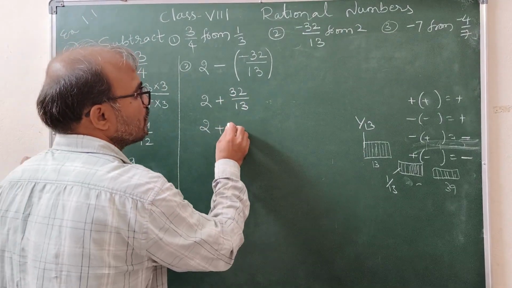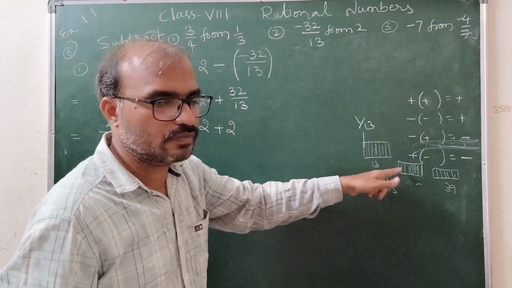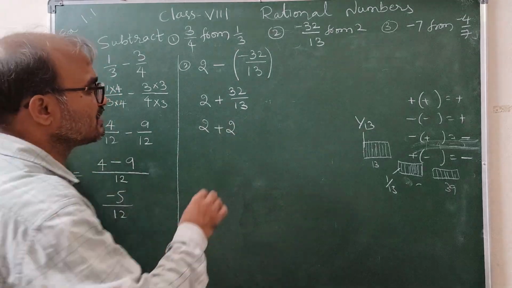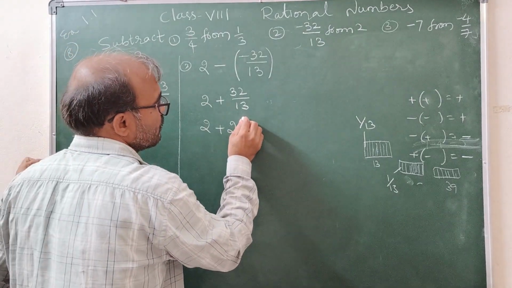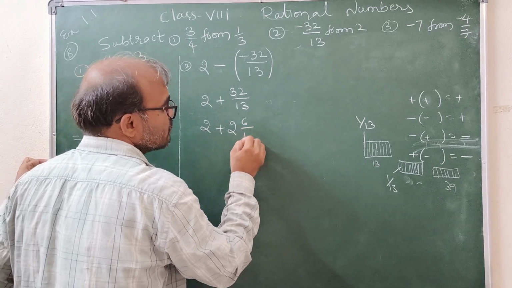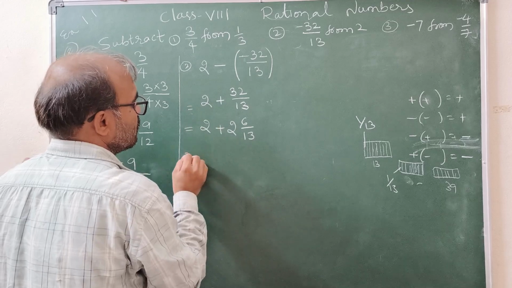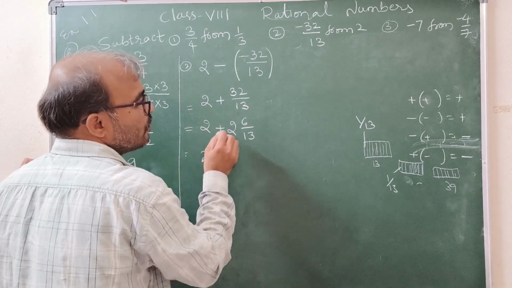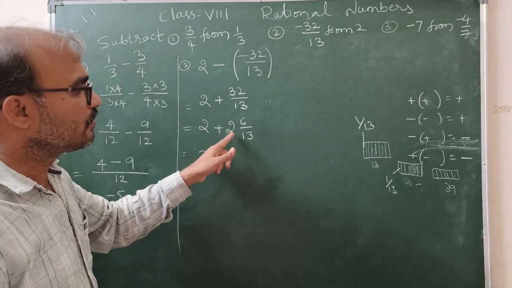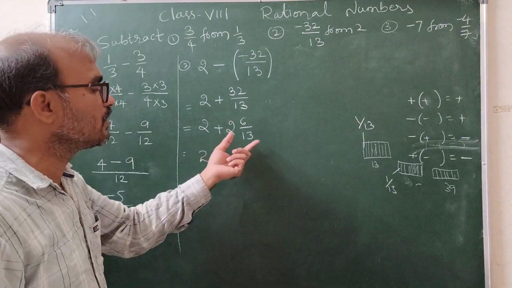So two wholes will be there. Two wholes will make 26 parts. So if 26 parts go, how many parts will remain? 6 parts will remain, right? 26 plus 6 is 32. So two wholes and 6 by 13, right? You can write this with a plus. Two wholes are there, extra 6 13ths are there, so it is like addition.